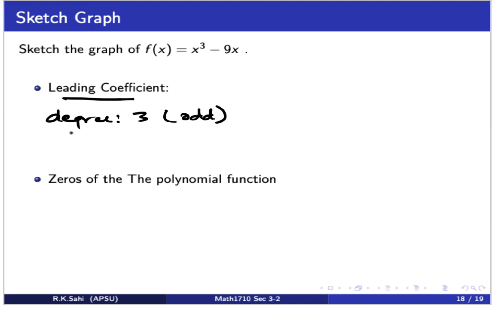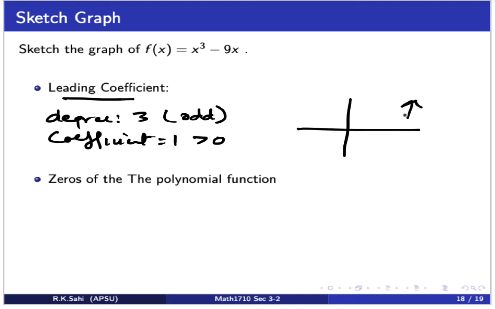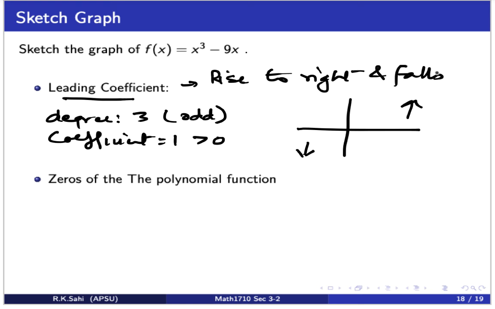Then what else do we see? Not only does it rise and fall, we also have the coefficient. The coefficient of this function is 1, greater than 0. So when it is greater than 0, what does that mean? It's a cubic, so it's going to rise to the right and fall to the left. That's what it means. So the leading coefficient says if your degree is odd and the coefficient is positive, the graph rises to the right, and that's what we have, and falls to the left. This is what we have.